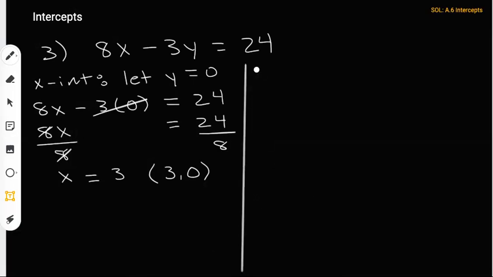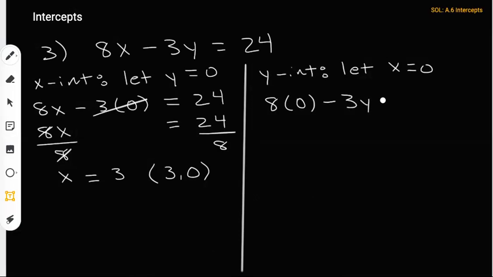Okay. On the other side, we're going to find the y-intercept. To do that, we're going to let x equal 0. So I get 8 times 0 minus 3y equals 24. 8 times 0 is going to give me 0. So I'm only left with a negative 3y is equal to 24.